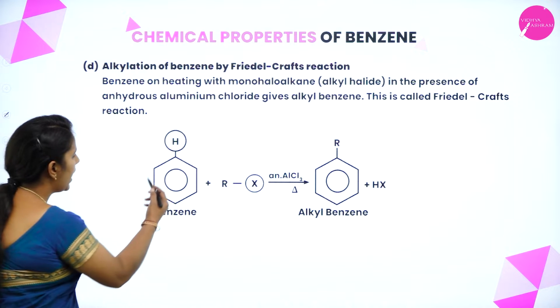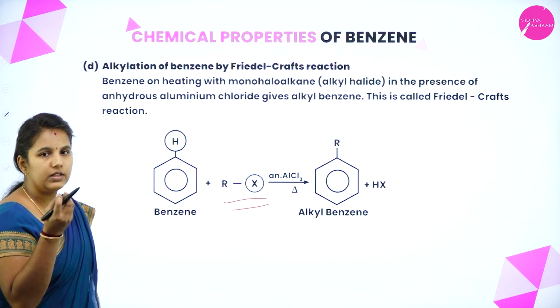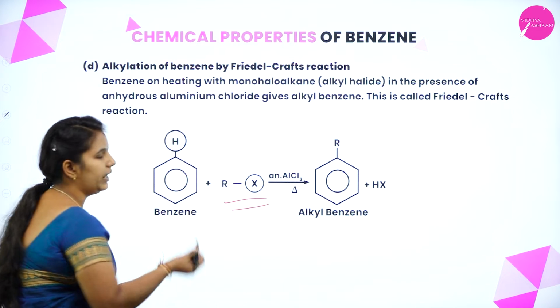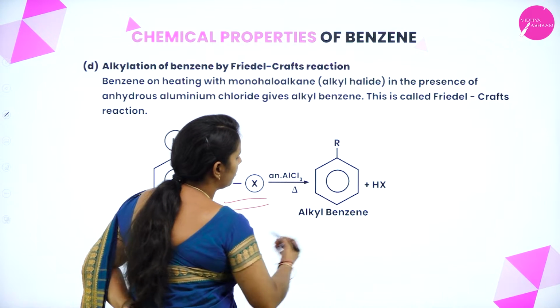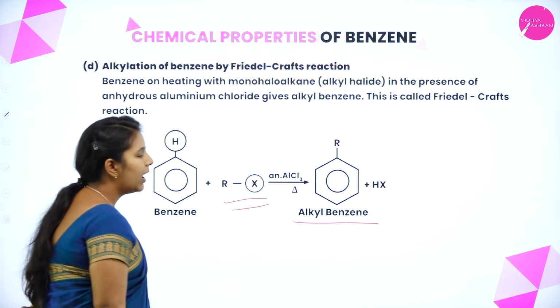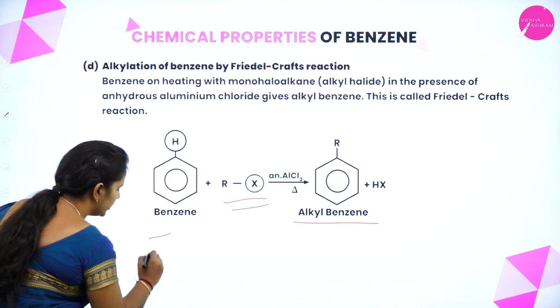So here I have a benzene ring with one hydrogen, allowed to react with the halogen-containing alkyl group in the presence of anhydrous aluminium chloride. It forms what? Alkyl benzene. So you can write one more example for this.